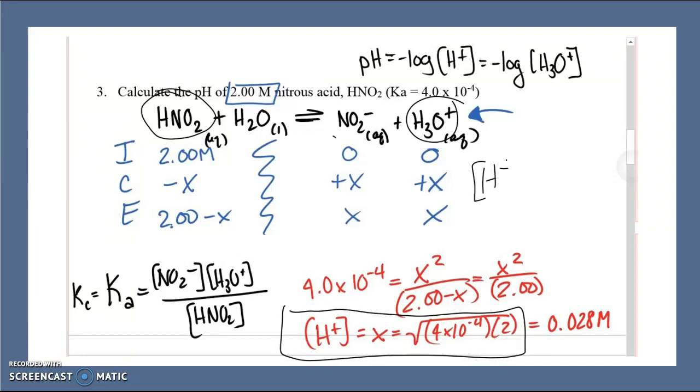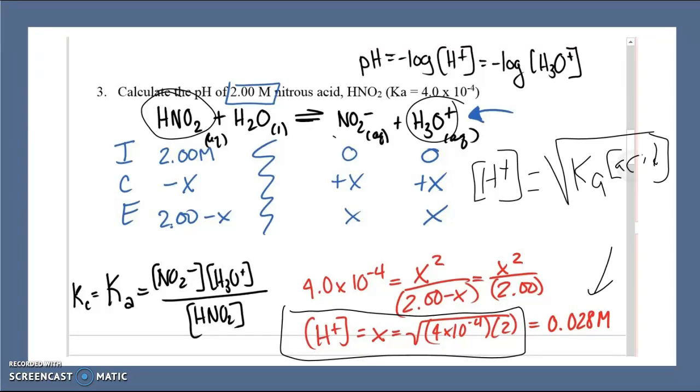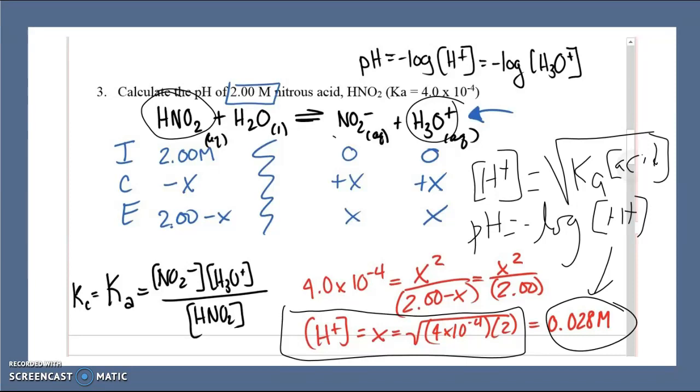The concentration of the hydronium ion in this case will be the square root of the constant of the acid times the concentration of the weak acid. Then when you have the concentration of the hydronium ion, you apply the formula that pH is minus log of the concentration of the hydronium ion, in this case this value, and you get the pH. This is for weak acids, and it could also be the same for weak bases.